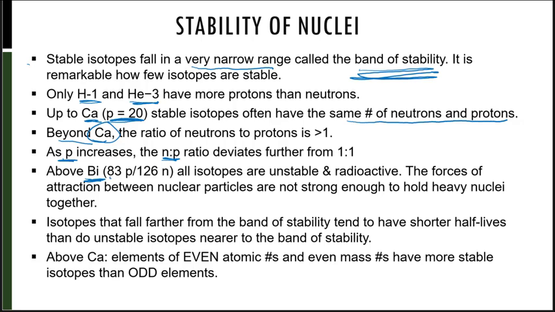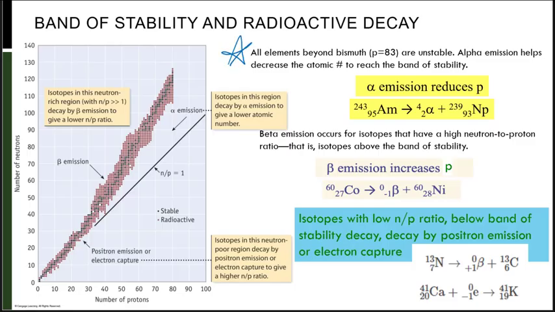Above bismuth, which has 83 protons and about 126 neutrons, all isotopes are unstable and radioactive. The forces of attraction between nuclear particles are not strong enough to hold heavy nuclei together. Isotopes that fall further from the band of stability tend to have shorter half-lives than do unstable isotopes closer to the band of stability. Above calcium, elements that have even atomic numbers and even mass numbers are more stable than isotopes that have odd atomic numbers and odd mass numbers. All elements beyond bismuth, so an atomic number of 83, are unstable.